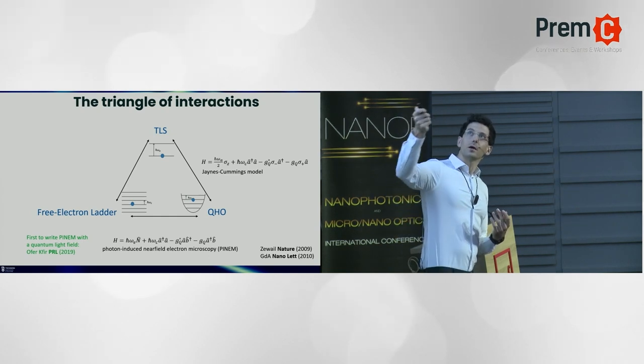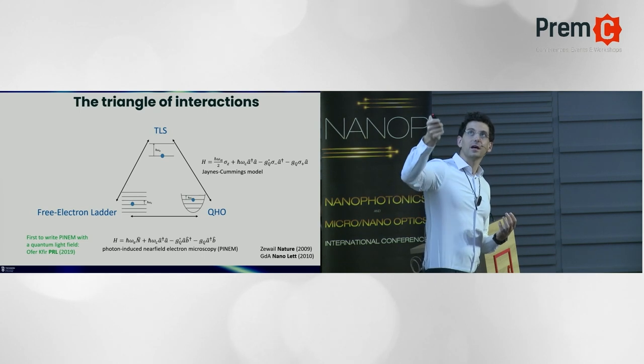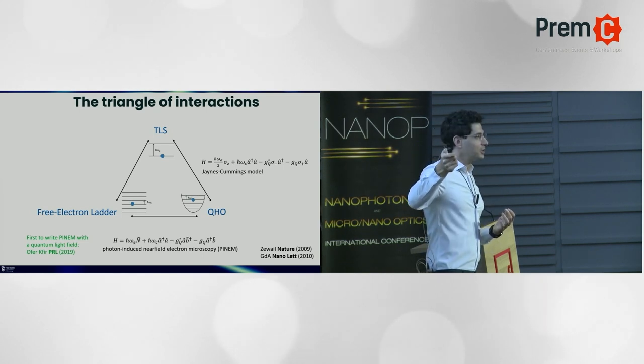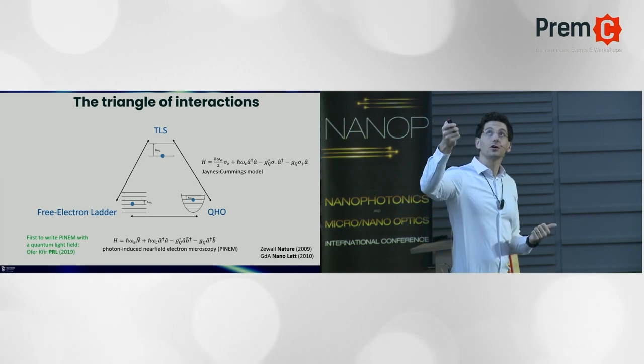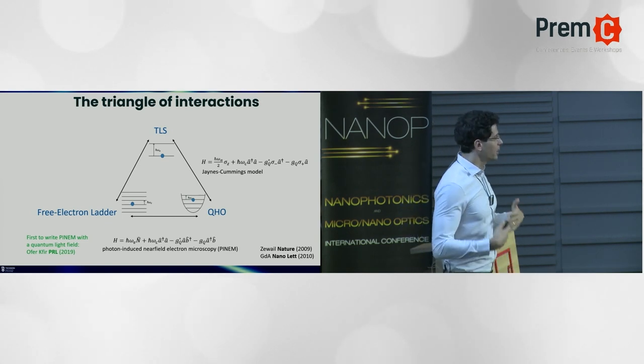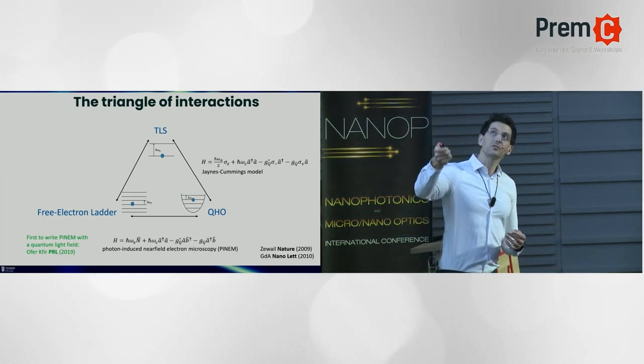But now, when I bring this triangle, quite often people see this edge as well. So what is actually the missing edge along this line? What will be the interaction between electrons and two-level systems? Because I think where the field is heading next, if you try to predict a few years into the future, is to try to find the first experiment to do that.